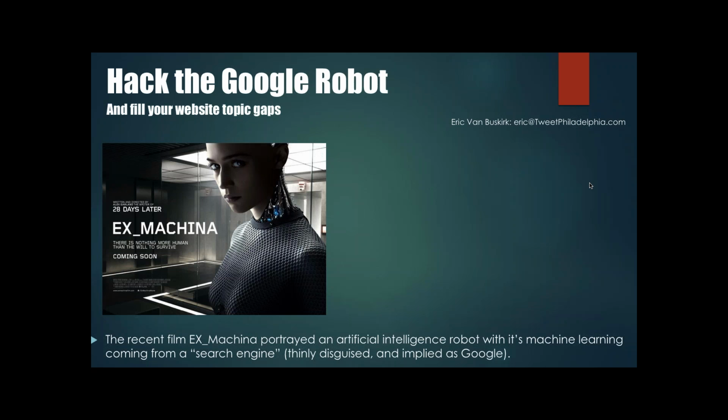So we're going to talk about hacking the Google robot and filling your website topic gaps. There's a recent film called Ex Machina, which portrayed an artificial intelligence robot with its machine learning coming from a search engine, thinly disguised and implied as Google. If you haven't seen this, it's really a fantastic movie. Probably not in the theaters anymore, though.